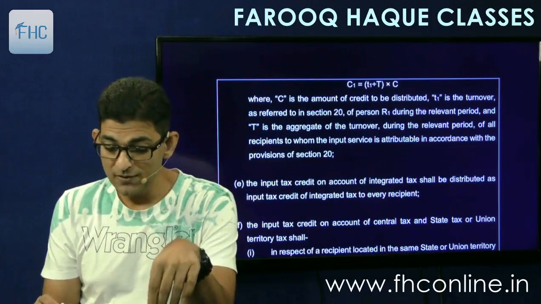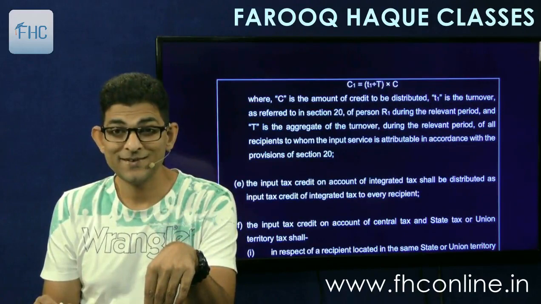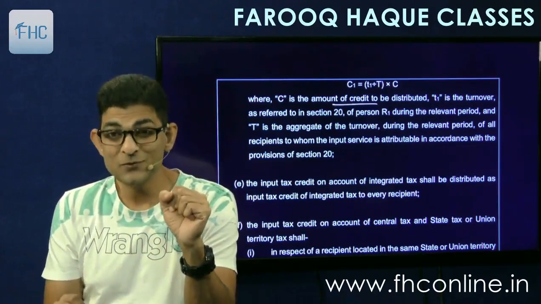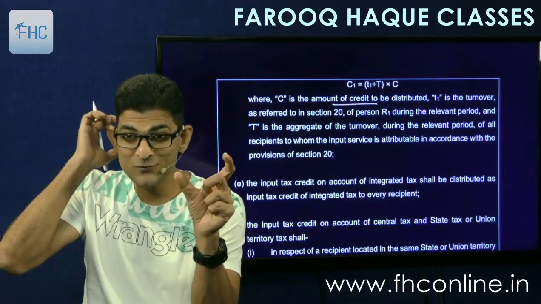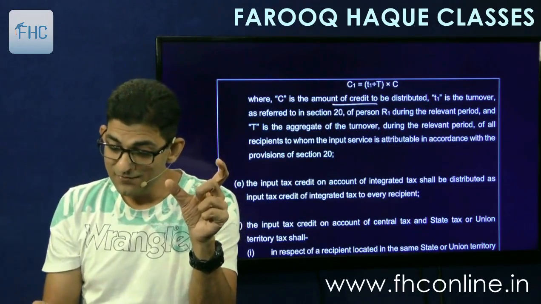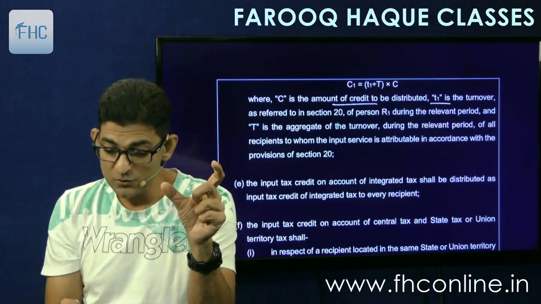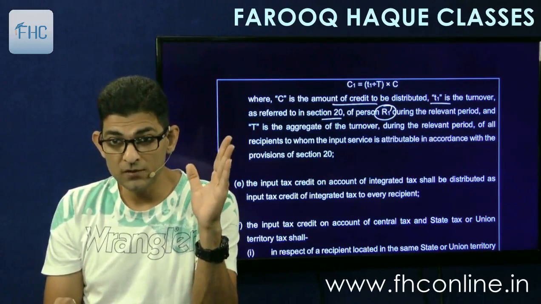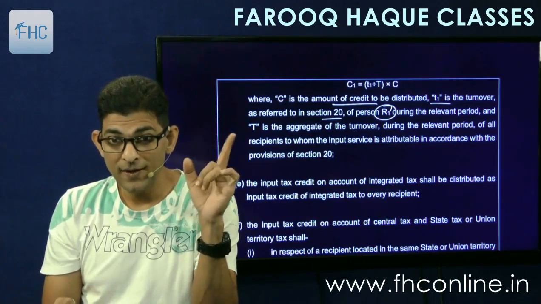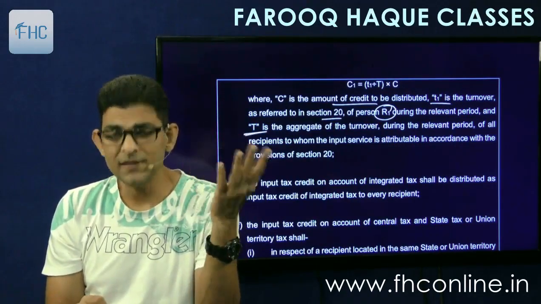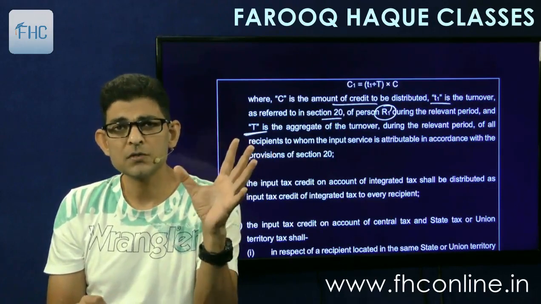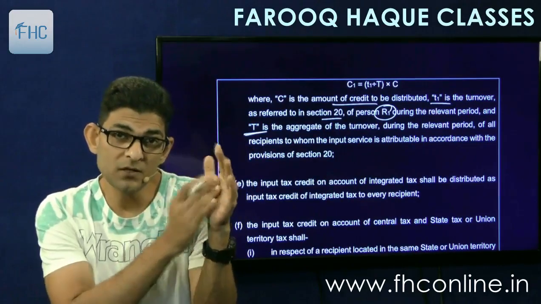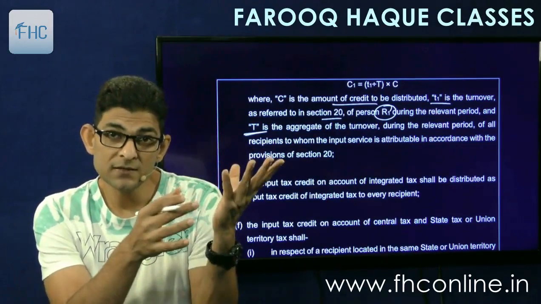C1 is equal to T1 divided by T into C, where C is the amount of credit to be distributed. So C is the total credit that you have to distribute. T1 is the turnover as referred to in section 20 of R1, means turnover of that unit during the relevant period, and T, capital T, is the aggregate turnover of all the units to whom the credit is to be distributed. So turnover of that unit divided by total turnover into C. Very simple formula.